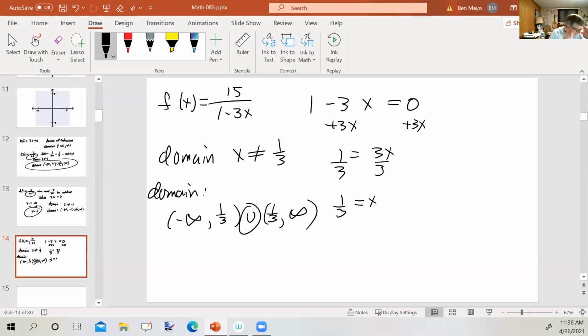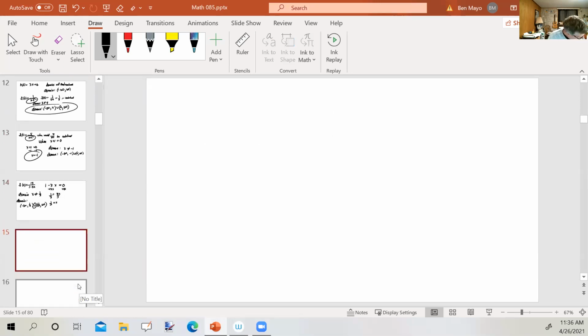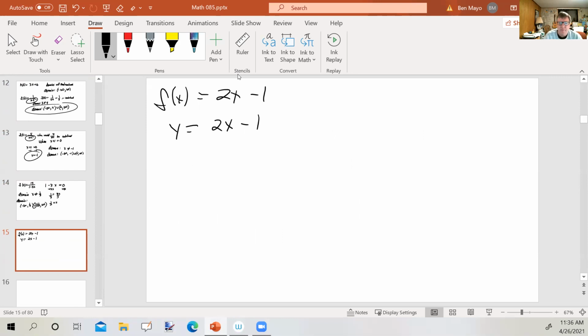Okay, next I want to look at graphing a function. So let's say we've got f of x equals 2x minus 1. That's the same thing as y equals 2x minus 1. Well, this equation is in slope-intercept form. So the slope is 2 and the y-intercept is -1. So how would you graph that?